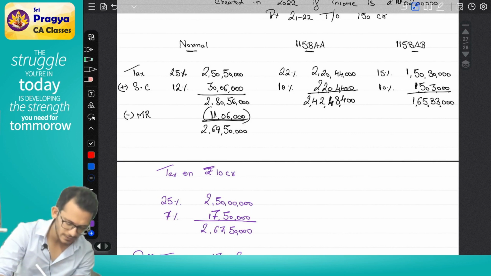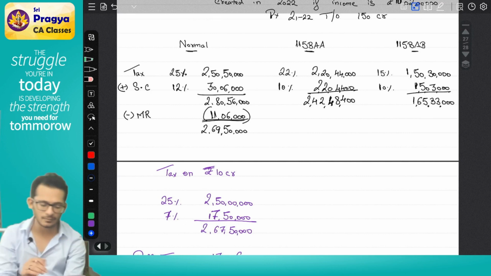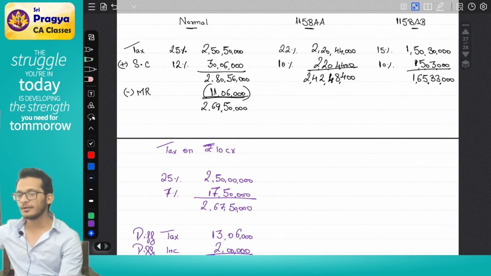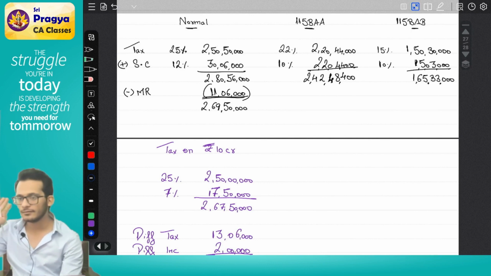Two crore 69 lakh 50,000. Rahul, how to check this? Very simple. Take the tax on the bottom, which is 2 crore 67 lakh 50,000. How much are you ready to give extra? 2 lakhs. Add 2 lakhs on that number, it will become 2 crore 69 lakh 50,000. It matches, which means the number is right.